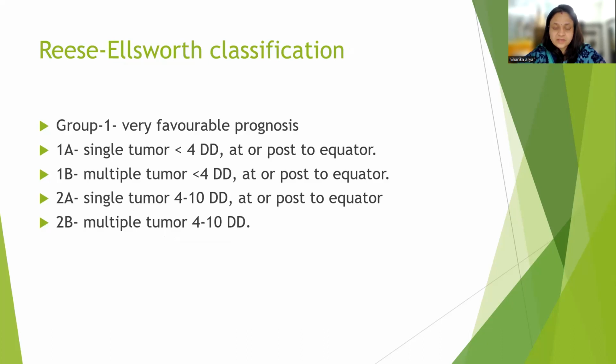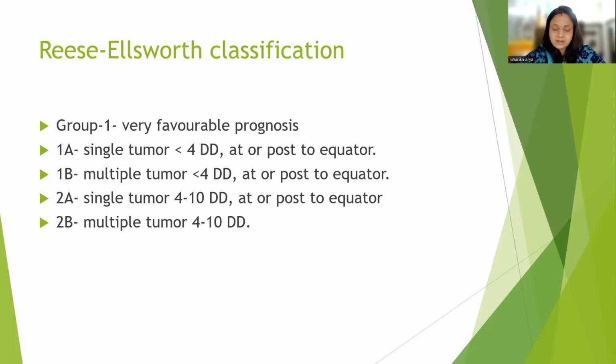So this is a very important classification in the case of the retinoblastoma, which is known as the Reese-Ellsworth classification. The classification is in groups, like group 1, which has a very favorable prognosis. Group 1 includes 1A, 1B, 2A, and 2B. In 1A there is a single tumor of size less than 4 disc diameter, and it is at or posterior to the equator.